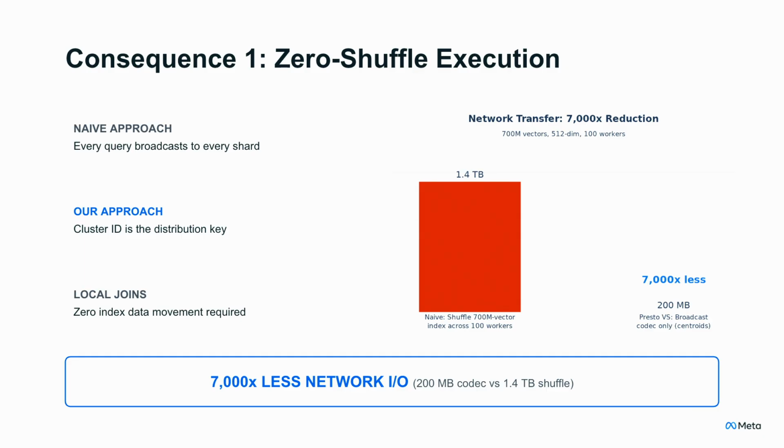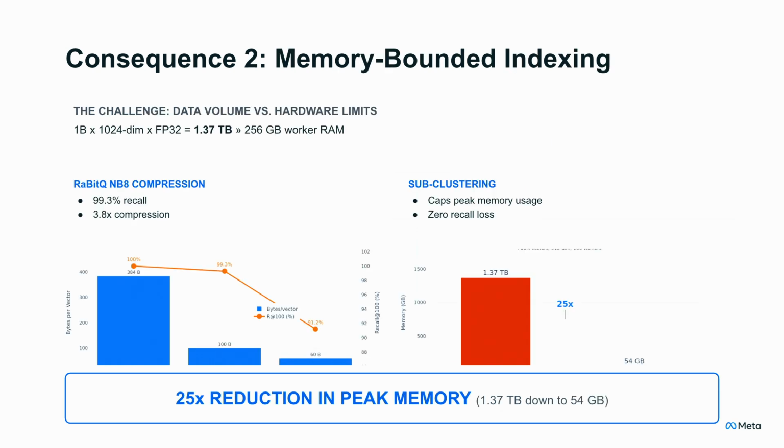And the network saving? If you have to shuffle everything, you have to shuffle about 1.4 terabytes if you have 1 billion vectors. But today, we only need to broadcast the codebook, which is about 200 megabytes. You get a 7,000x reduction in network traffic.